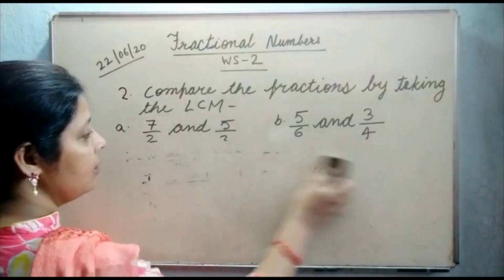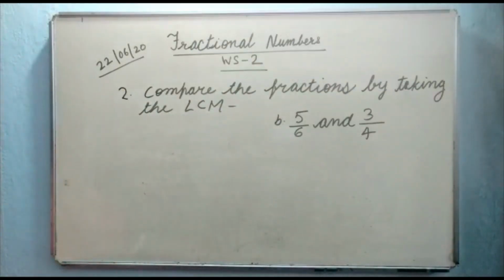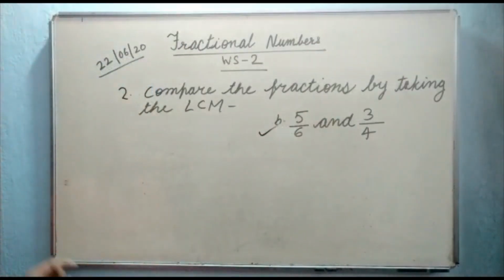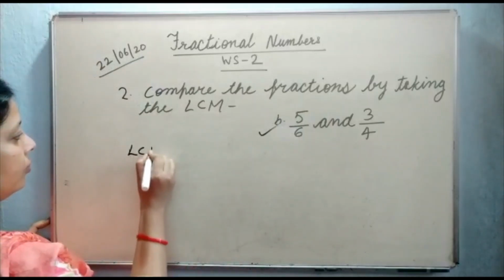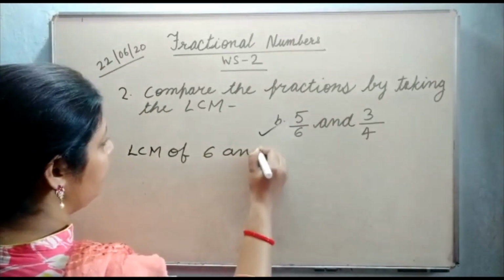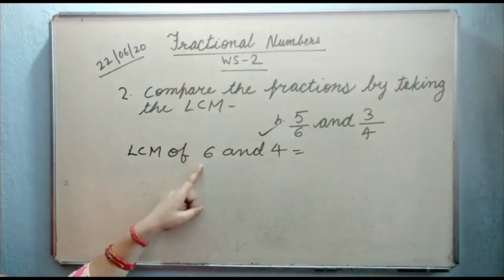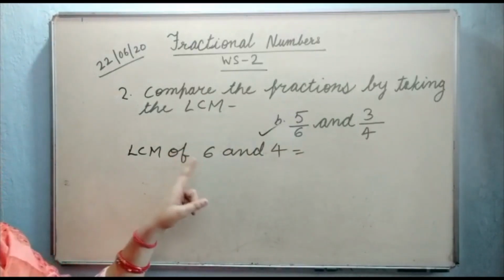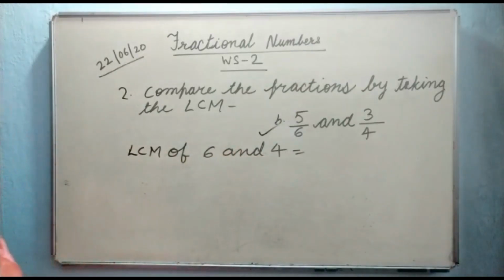So I am erasing this A number and let's start this 5 by 6. B number we will do 5 by 6 and 3 by 4. So let's take the LCM of 6 and 4. When we are given two numbers like 6 and 4, we read the table of the greater number. And we just go on checking that when we are reading the table of greater number, does that number come in the table of 4 also?